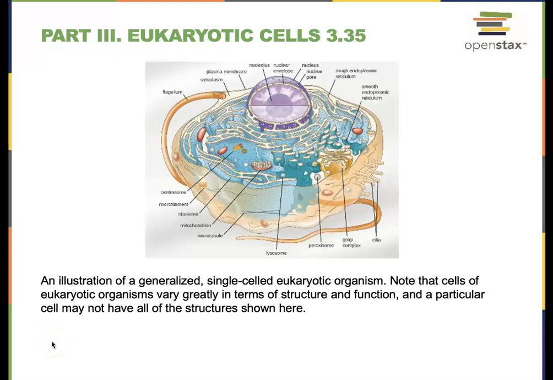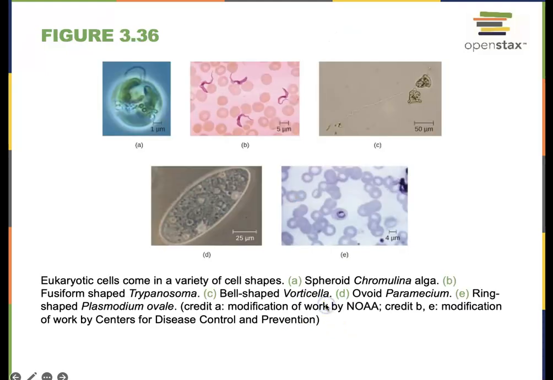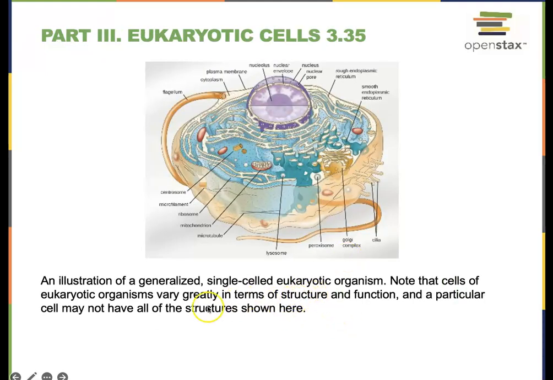All right, part 3 of chapter 3 is all about eukaryotic cells. So we have a lot of organelles to discuss here. This is a very generalized eukaryotic cell, but we can see a lot of membranes inside this cell. We have a nucleus with a nuclear envelope. So we're going to go through each one of these organelles. What you want to know for this part is basically the structure of these organelles, and the structure and function.